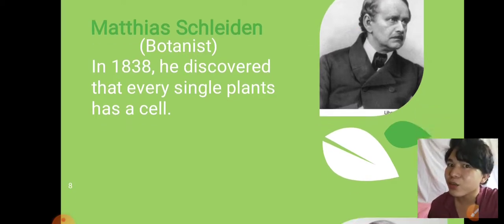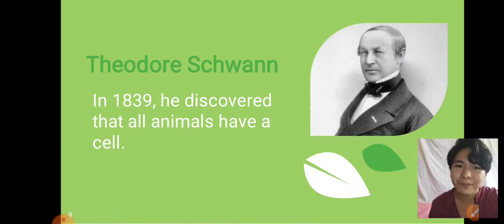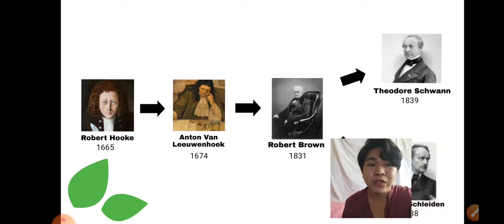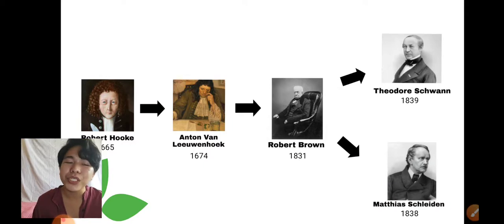How about animals? We have Theodor Schwann. In 1839, he discovered that all animals have cells. Again, Matthias Schleiden discovered that plants have cells, and Theodor Schwann for animals. If we make it into a graphic organizer, you could really see this timeline, from Robert Hooke up until Theodor Schwann and Matthias Schleiden.